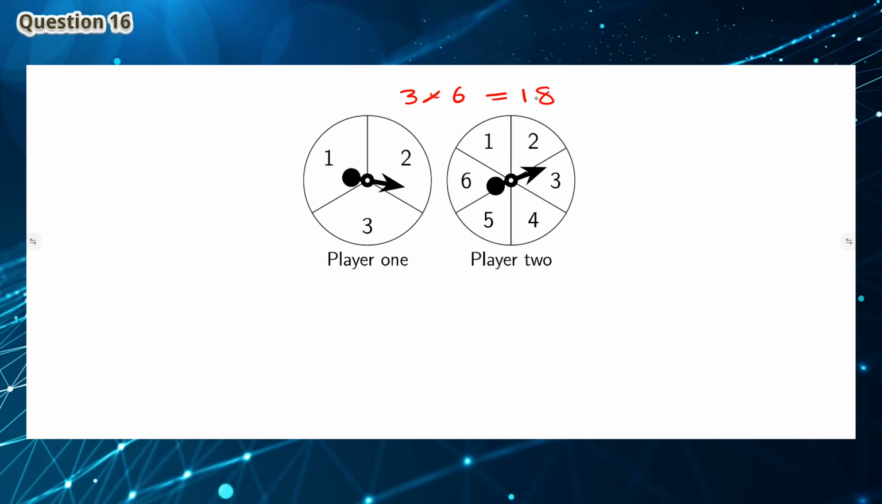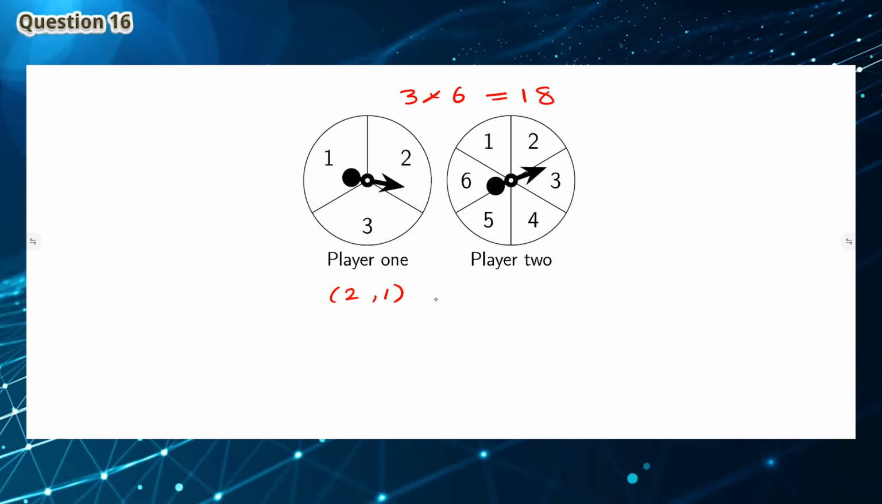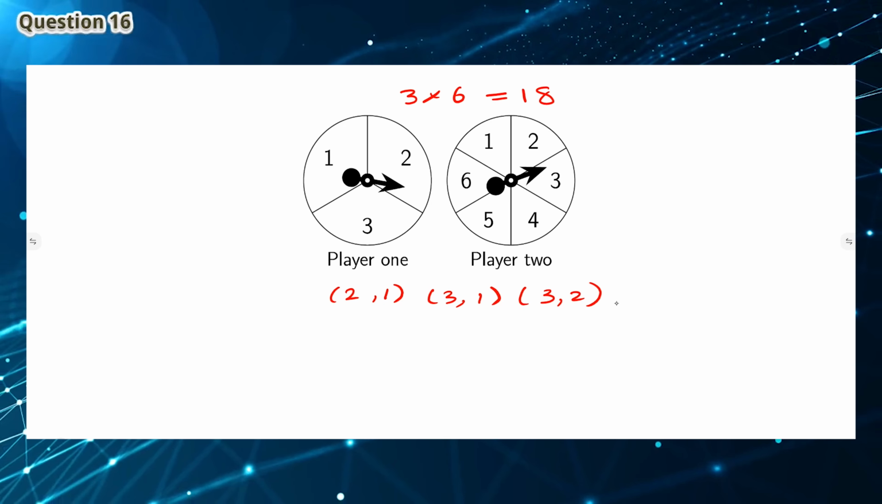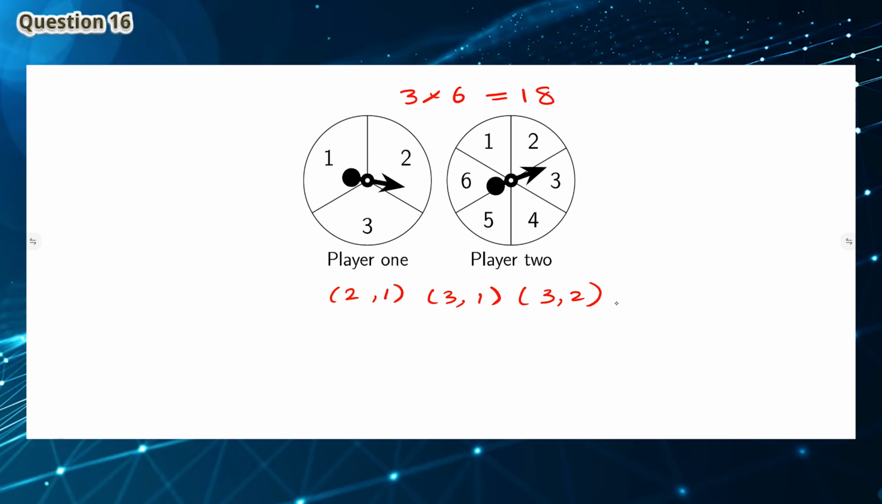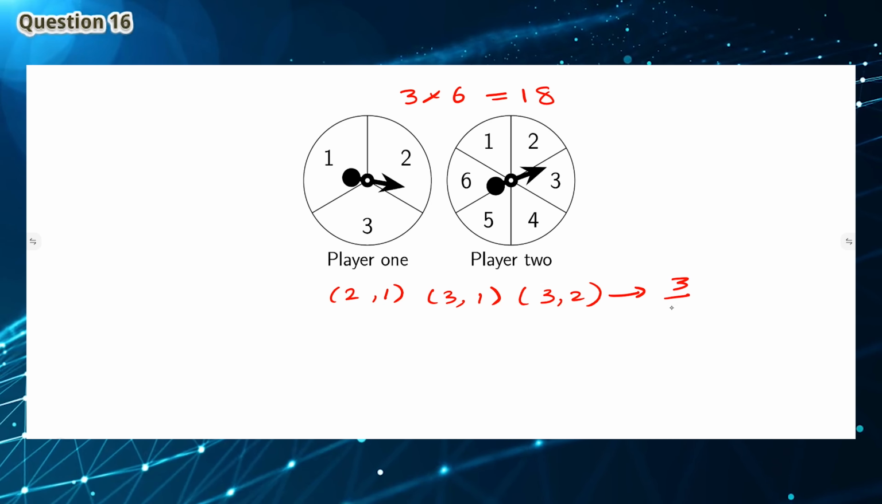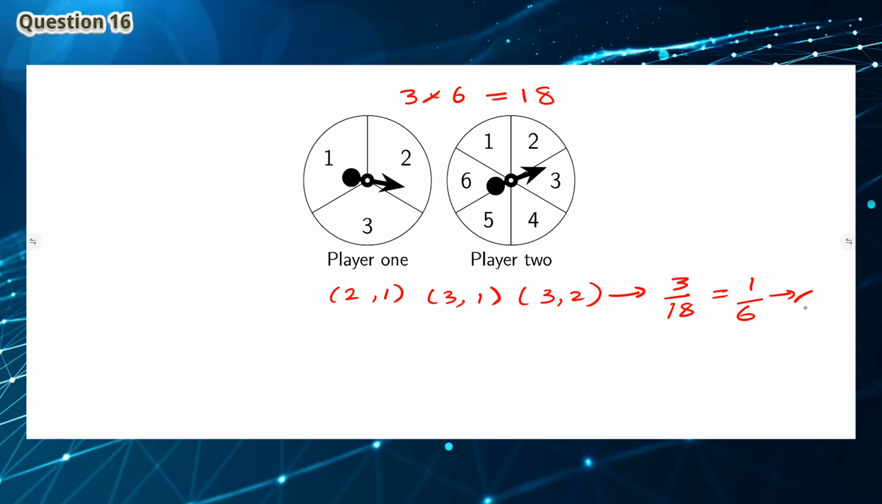Of the 18 equally probable pairs, only 2-1, 3-1, and 3-2 have player 1 winning. So the probability that player 1 wins is 3 on 18, which simplifies to 1 on 6. This means the answer is C.